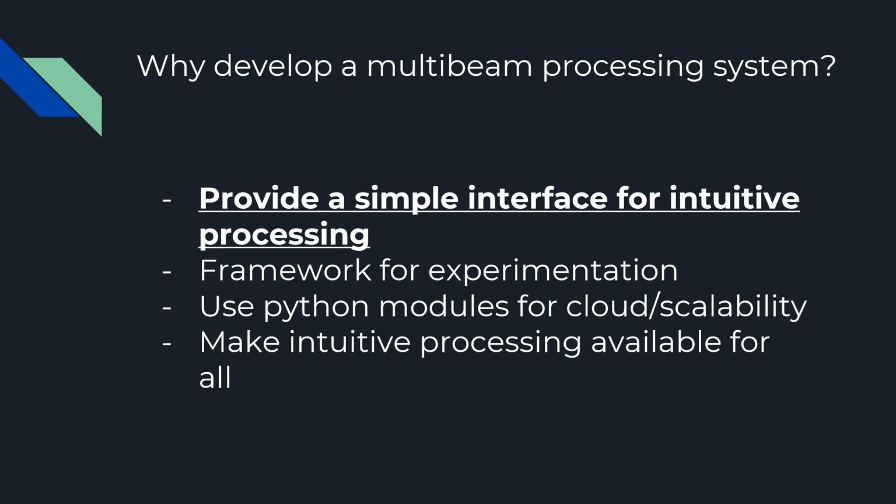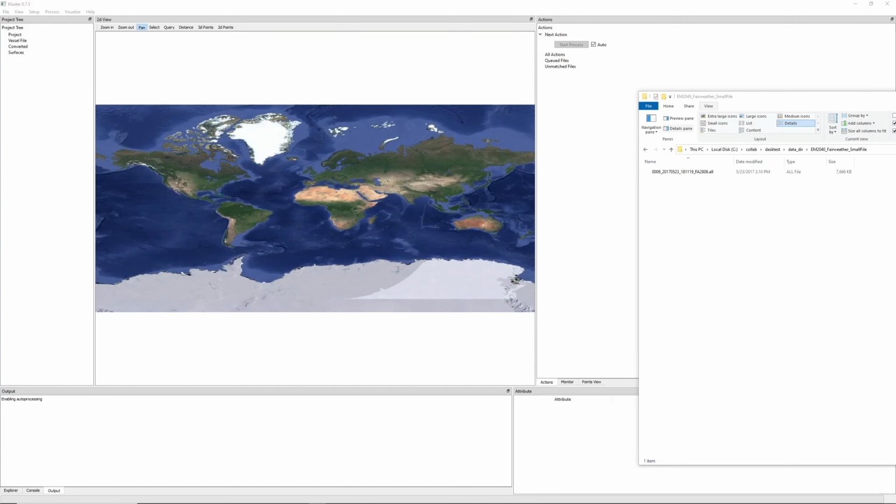In this presentation, I'll be discussing the 4 reasons that I have for working on a new multi-beam processing software package like Kluster. First, Kluster provides a new simple intuitive interface for processing called Kluster Actions. In this video, I'm going to demonstrate how Kluster Actions work.